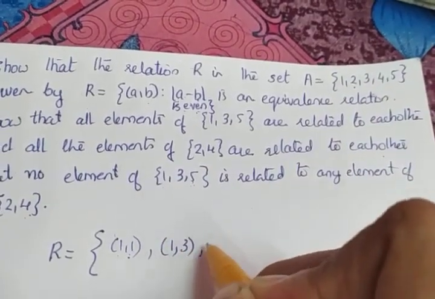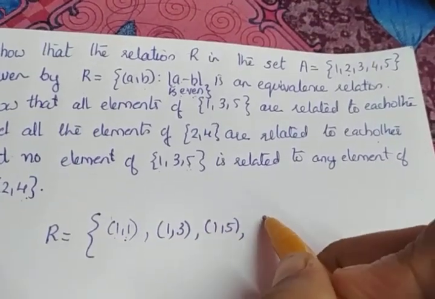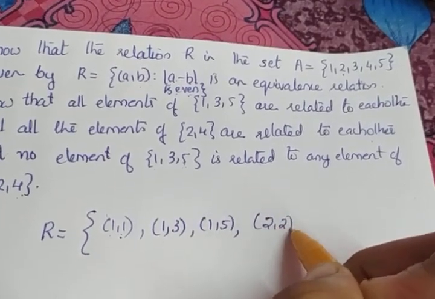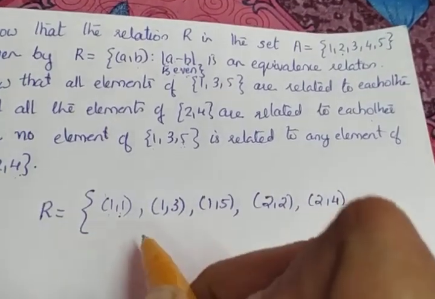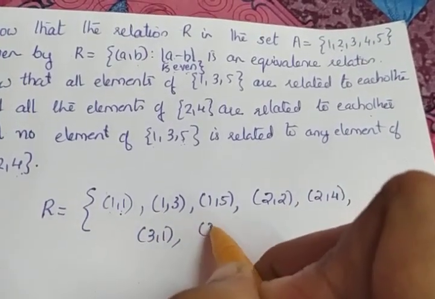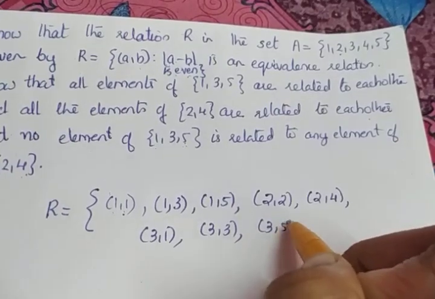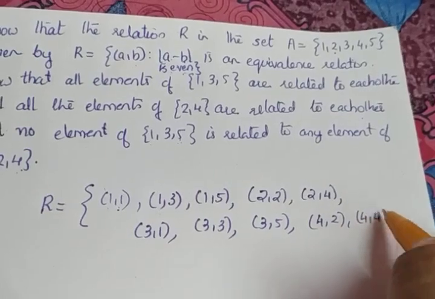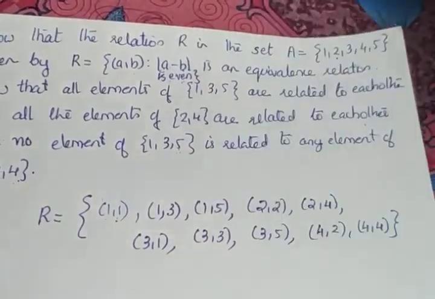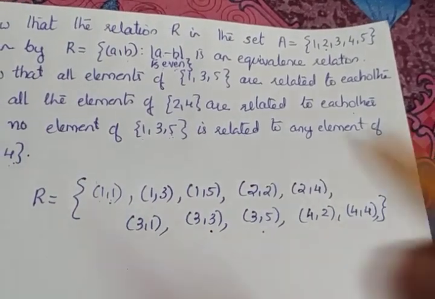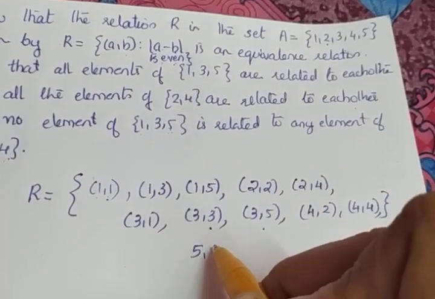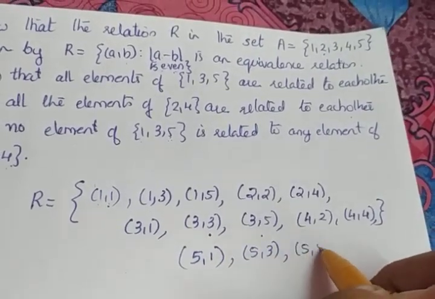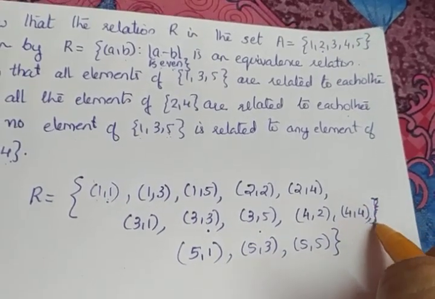(1, 3) is an element of R. (1, 5) is an element of R. In the same way, (2, 1): will it be an element of R? No, because the difference is an odd number. (2, 2) is an element of R, (2, 4) is an element of R. In the case of 3: (3, 1), (3, 3), (3, 5) are elements of R. In the case of 4: (4, 2), (4, 4) are elements of R. And with 5, the elements are (5, 1), (5, 3), and (5, 5). So these are the elements of capital R.